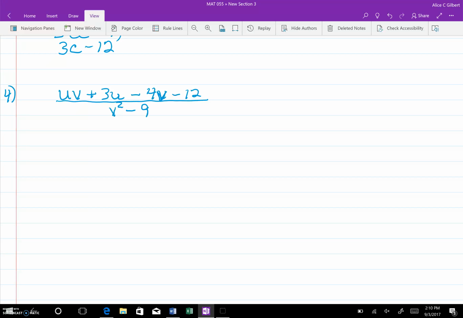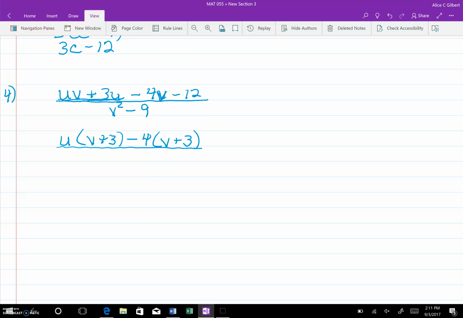Okay, so rule number 1 on the numerator. Any greatest common factors? Nope. Rule number 2, it's not a binomial or a trinomial. Rule number 3, it's not a trinomial. So rule number 4, it does have 4 terms, so let's factor by grouping. So I'm going to look at these two. I can get out a u, and I'm left with v plus 3. And then I can get out a minus 4. Remember, that changes the signs to everything behind it. And so I've got v plus 3.